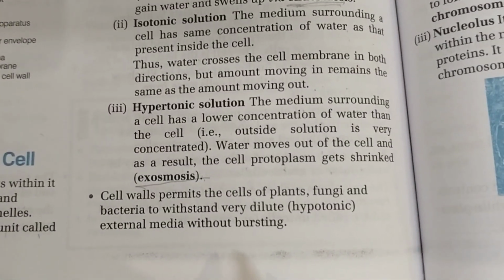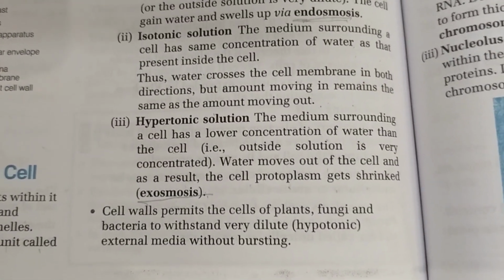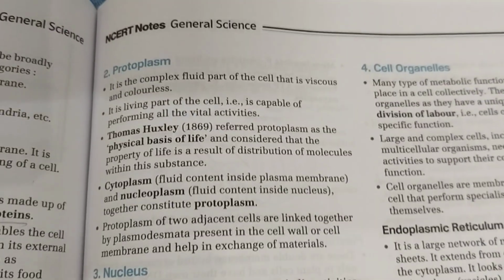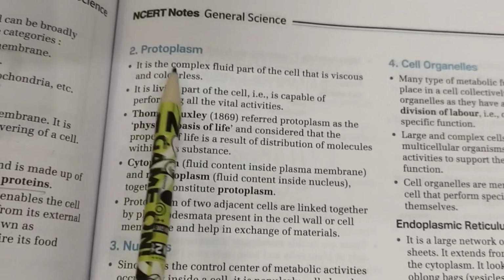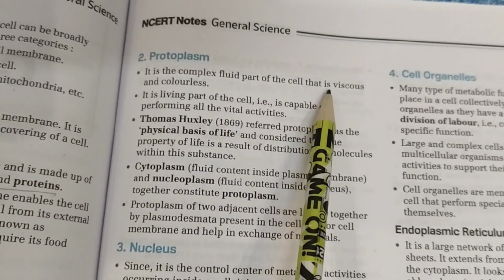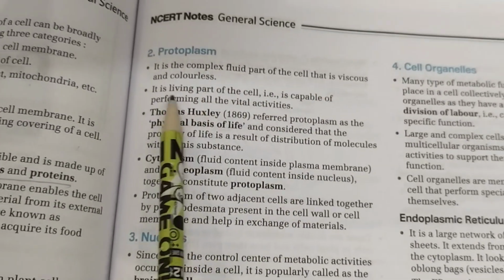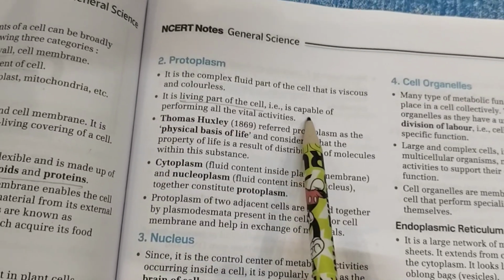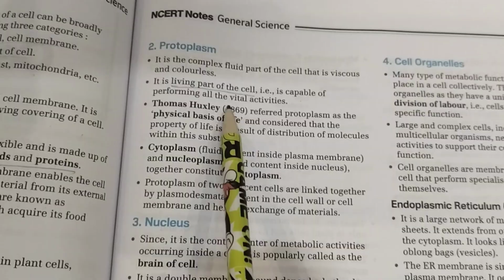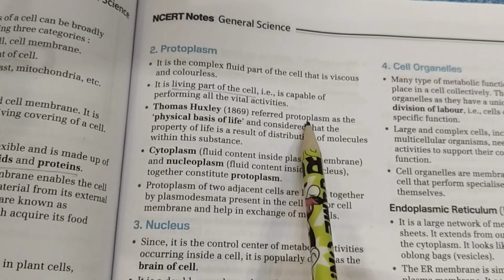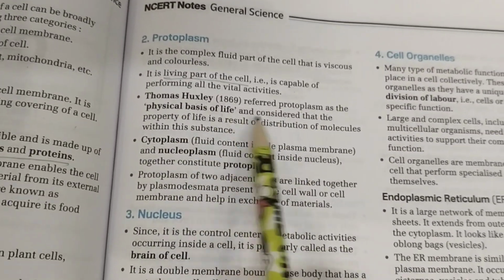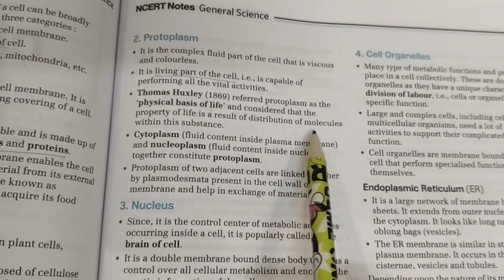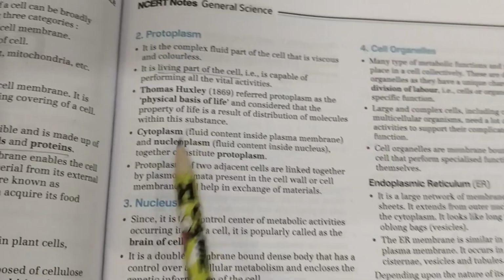Cell walls permit the cells of plants, fungi and bacteria to withstand very dilute hypotonic external media without bursting. The second one is the protoplasm. It is a complex fluid part of the cell that is viscous and colorless. It is the living part of the cell, capable of performing all the vital activities. Thomas Huxley referred to protoplasm as the physical basis of life and considered that the property of life is a result of distribution of molecules within the substance.